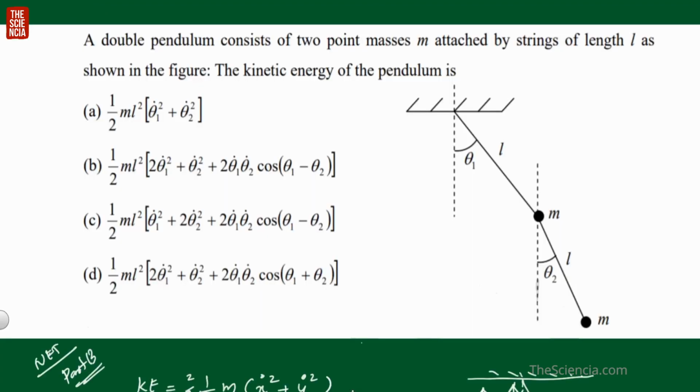The correct option is option B, and please try to recheck this option. Maybe you have to revise some of your plus 2 mathematics textbook. Then only you can include this cos(theta 1 minus theta 2) term. So please revise your plus 2 mathematics and write down the necessary equations related to addition of angles and subtraction of angles.